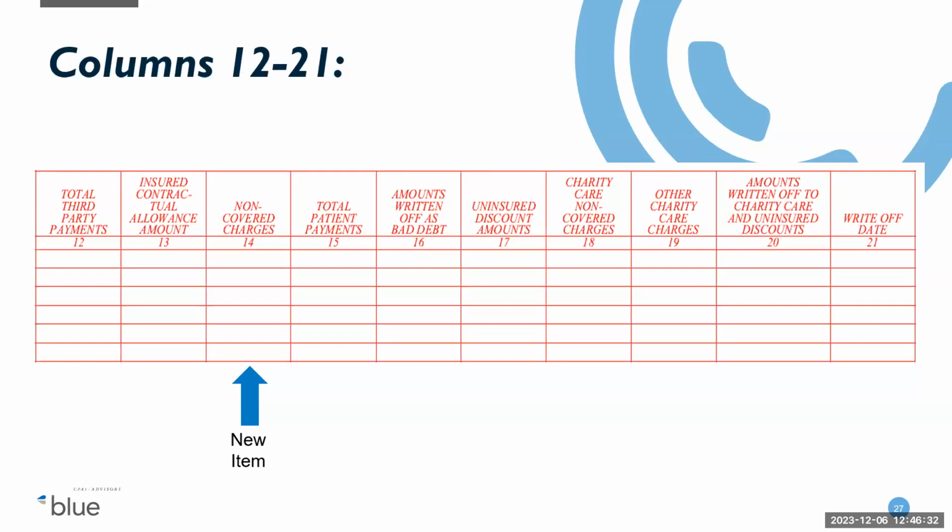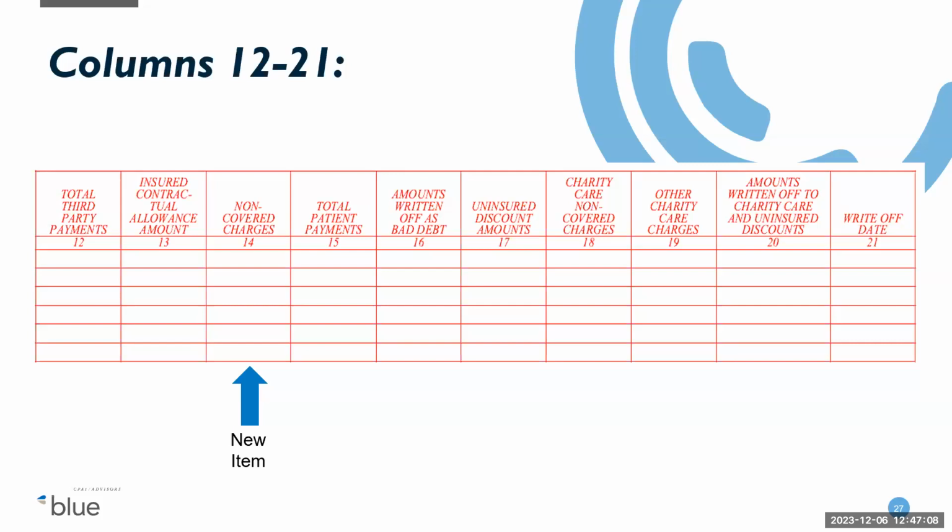So obviously you can see the uninsured discounts, they are asking for those to be reported separately. And then they have the charity care write-offs. And this is where it's probably going to be pretty difficult to identify what goes in that column 18. What we don't know is how stringent they're going to be, how closely they're going to audit what's in that charity non-covered charges versus this other charity, because basically that other charity is everything that's not an uninsured discount or the charity of non-covered charges.